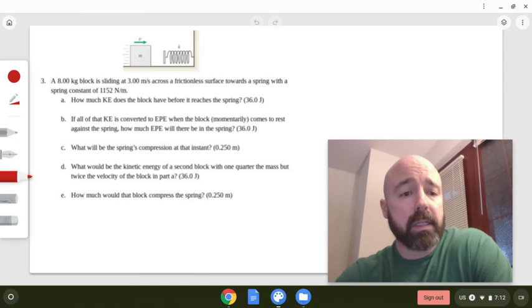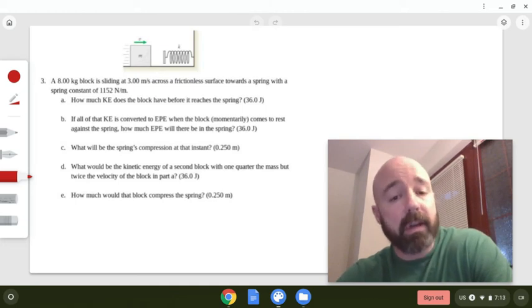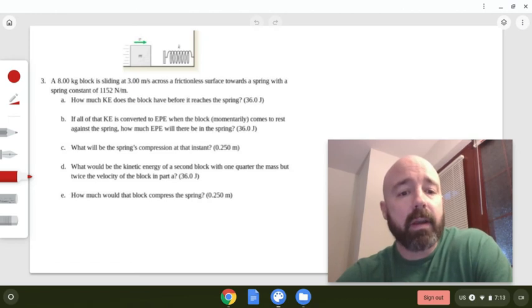So first, how much kinetic energy does the block have before it reaches the spring? Second, if all of that kinetic energy is converted to elastic potential energy when the block momentarily comes to rest against the spring, how much elastic potential energy will there be in the spring? Third, what will be the spring's compression at that instant? So when the spring has brought the block to rest, what will be its compression?